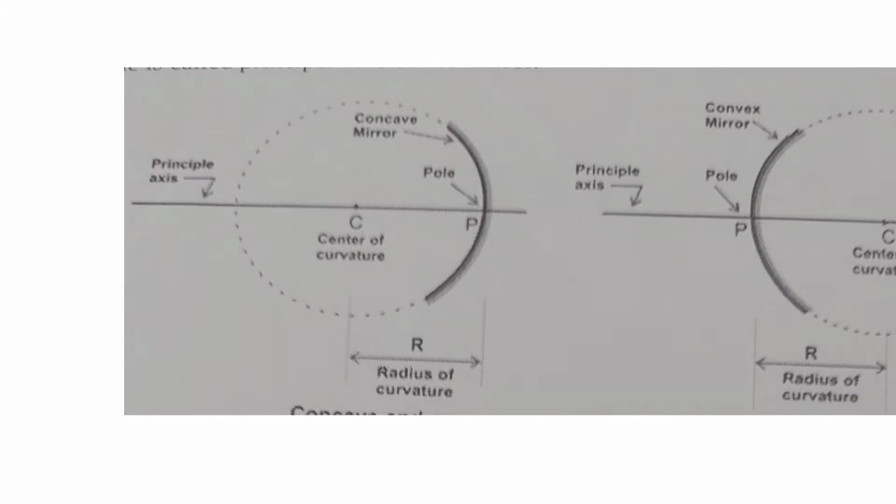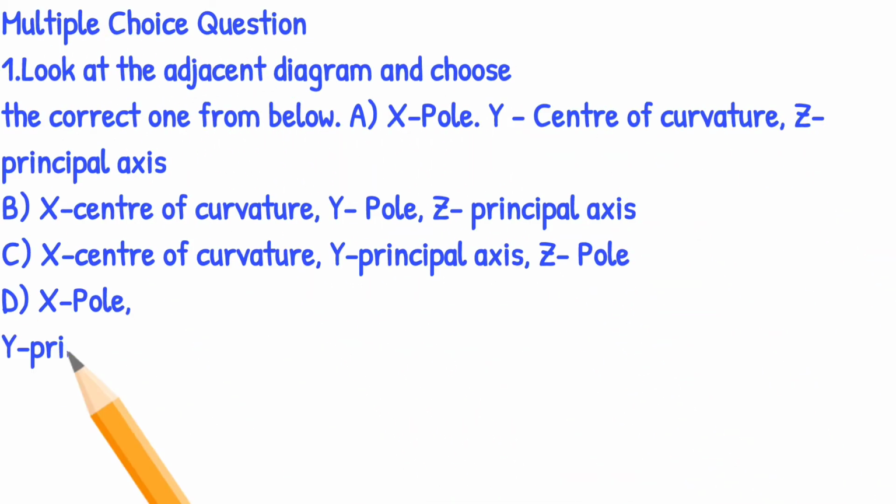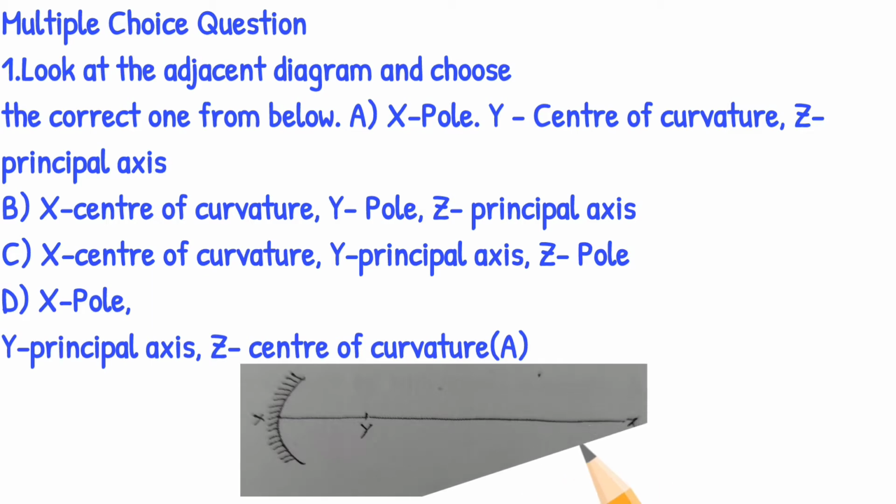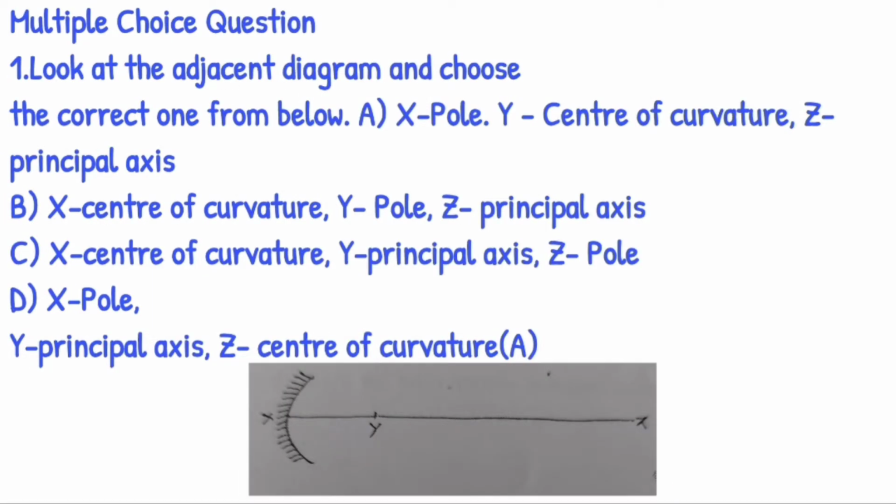So now we are having multiple choice questions. So the first question is look at the adjacent diagram and choose the correct one from below. So you have to see the diagram and you have to label this diagram. So what is x here? X is pole. So what is y here? Y is the center of curvature. And what is z here? Z is the principal axis. So principal axis is the horizontal line which passes through the pole and center of curvature. So here the answer is A.